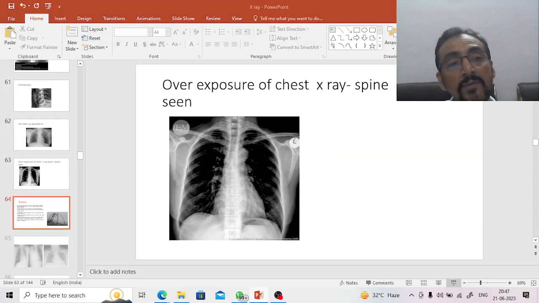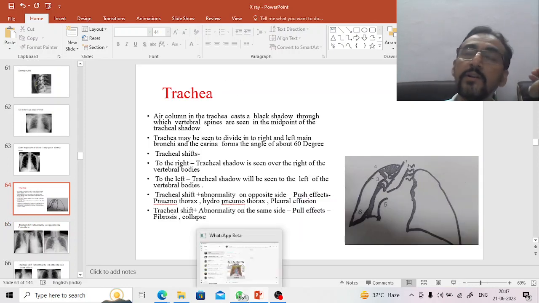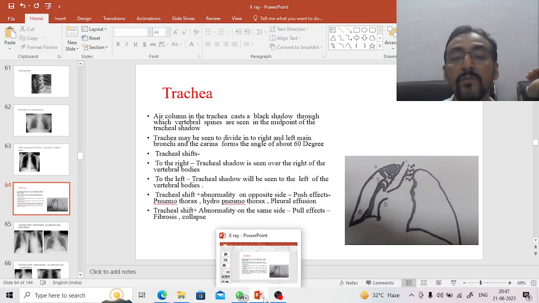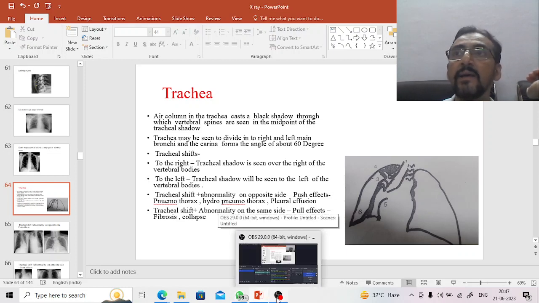Yes. Now in the next point we come to the next important point, that is looking at the trachea in the X-ray and its importance. So what is the importance of looking at the trachea in the X-ray?